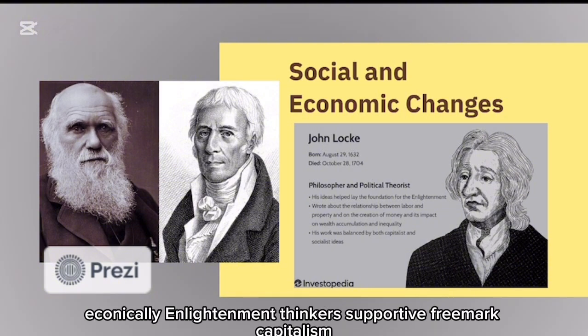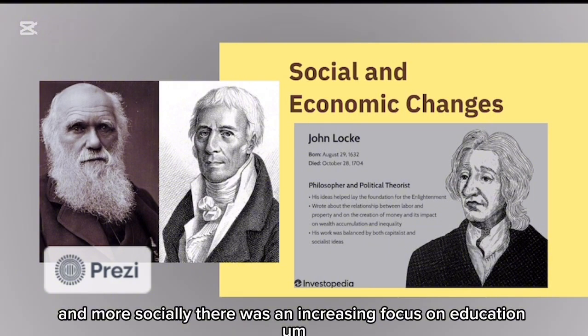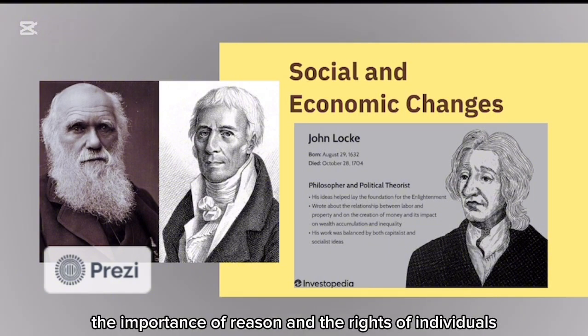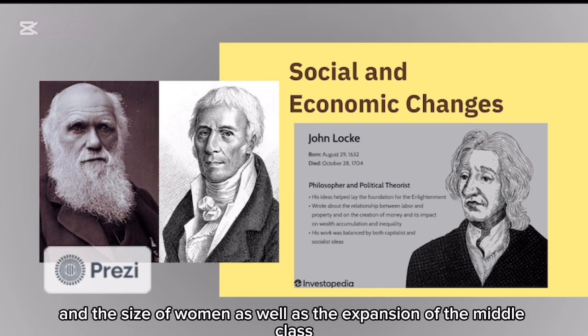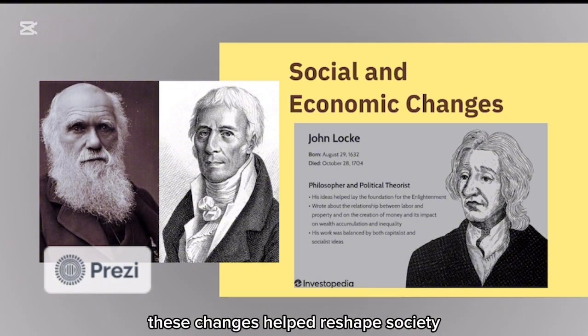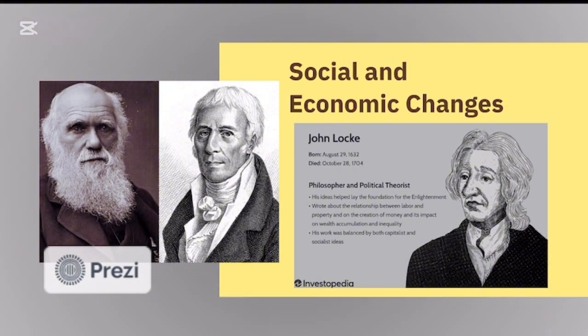Economically, Enlightenment thinkers supported free market capitalism, advocating for less government interference in trade and industry. And more socially, there was an increasing focus on education, the importance of reason and the rights of individuals, leading to reforms in education and the status of women, as well as the expansion of the middle class. These changes helped reshape society, contributing to the rise of modern democratic institutions and a more dynamic market-driven economy.